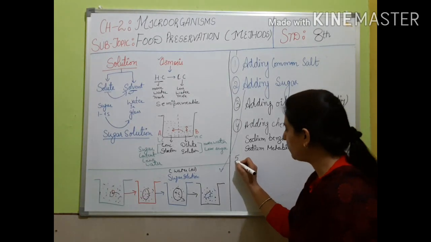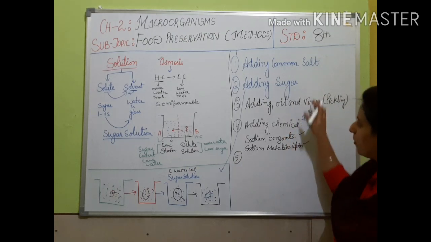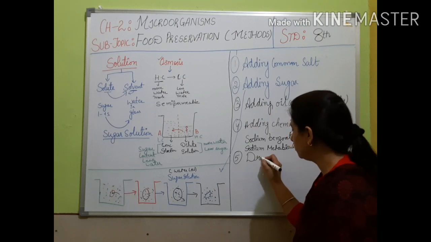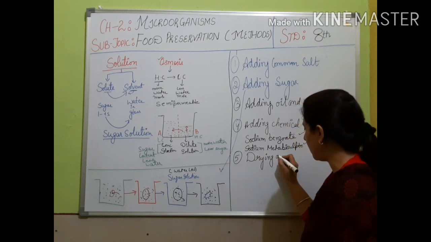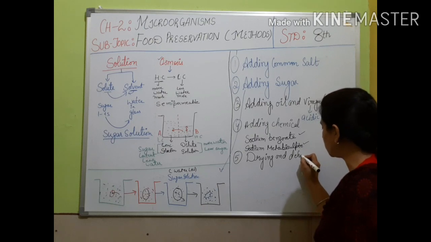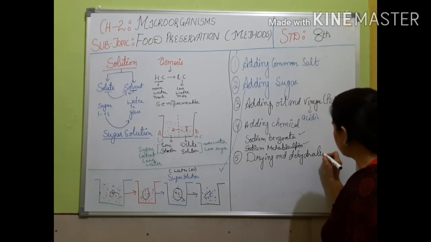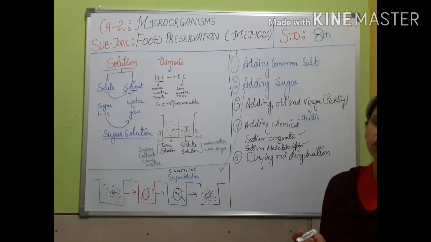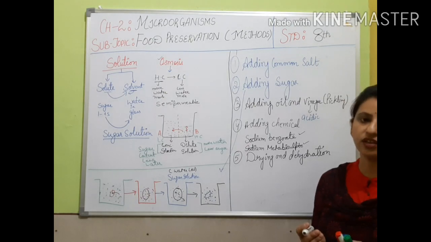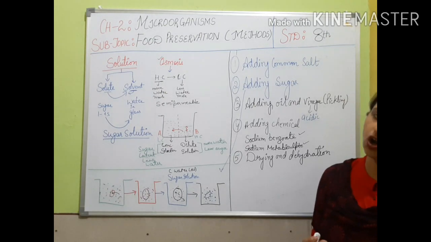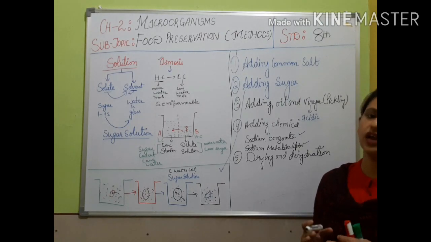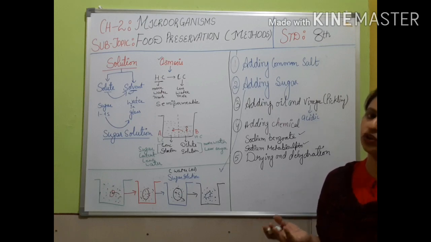Then the fifth method is the physical method. These were the chemical methods, and the next method is the physical method, that is drying and dehydration. So what is happening here? In the presence of sunlight, or in the presence of heating, or with the help of smoking, we preserve the food material for a long time, because by heat or by sun rays, the extra amount of water will come out of the food material which we are going to preserve.